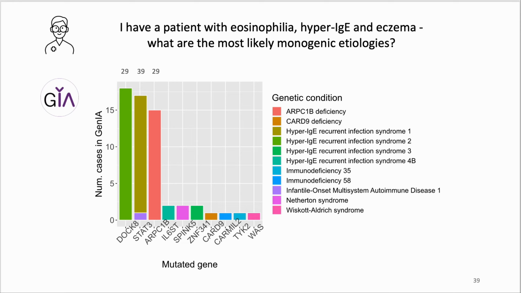Another very useful situation is for the clinician to help derive differential diagnoses. So you may want to ask yourself, well, I have a patient with the following clinical features. What are the most likely monogenic etiologies? And because our clinical spectrum is a bit more comprehensive for IEI-related conditions, we can provide a more detailed and often a more accurate differential diagnosis than a website like OMIM.